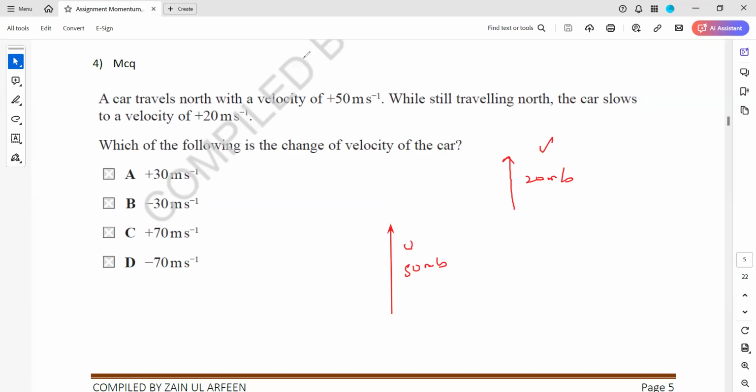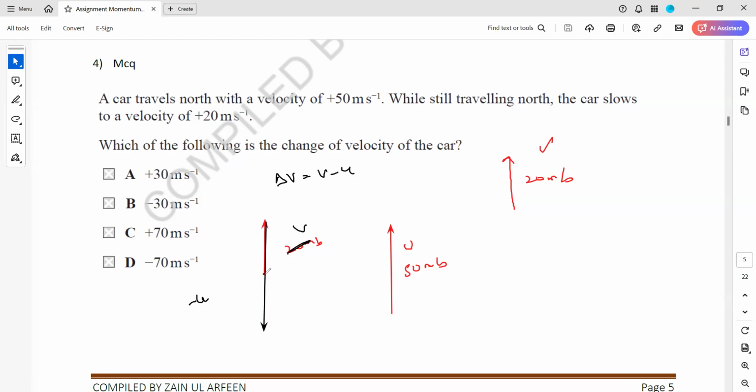When I use a vector diagram, first I will draw the final, because if I need the change, it is final minus initial, okay? So first I will draw the final vector. I will draw this 20 first. Then I will draw the negative of initial. The initial is upward, so the negative of initial will be downward. This is minus u, and this was v.